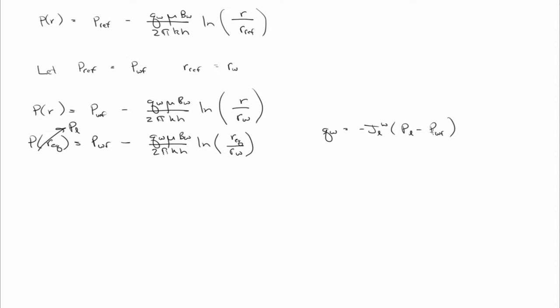I can move this over and I have a PL minus PWF. I can then do something with this equation to solve for QW, and then I can define that J, that productivity index. Almost, right? It has all the right ingredients, but the problem is we don't know what REQ is yet. Right? We just said it's somewhere between the center and the edge of the grid, and it's the radius at which the pressure is the average pressure. But we don't know what that radius is.